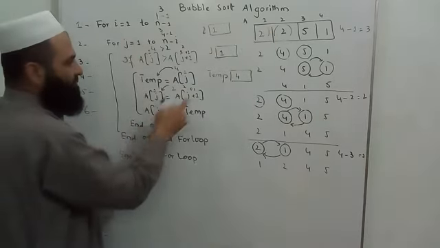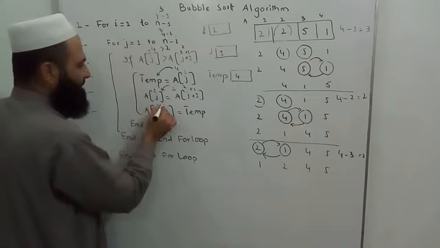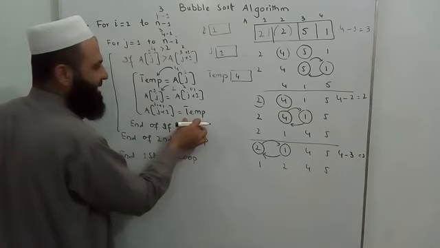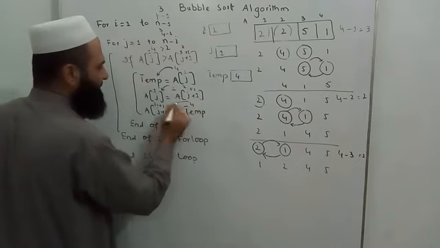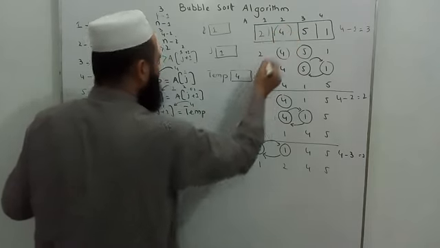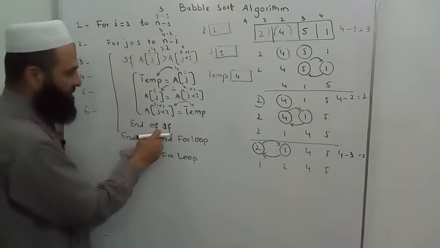Now a of j plus 1, j value is 1. 1 plus 1 is 2. At a of 2 we are assigning temp. Temp contains 4, so 4 is assigned to a of 2. A of 2 is assigned 4. Now this is the end of the if statement.